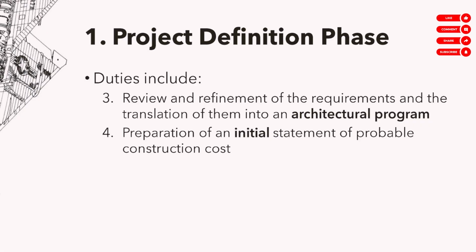We call it the SPPCC, Statement of Probable Project Construction Cost. Pero initial version, meron kang first version of the estimate. Like you're telling the owner, I estimate that this house would cost 7 million. Okay, that's your first version of the estimate. So at the end of this phase, you would have defined the project.